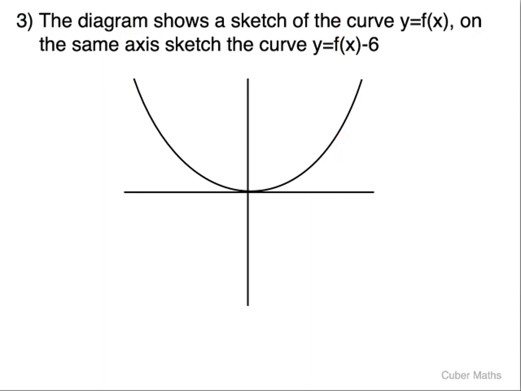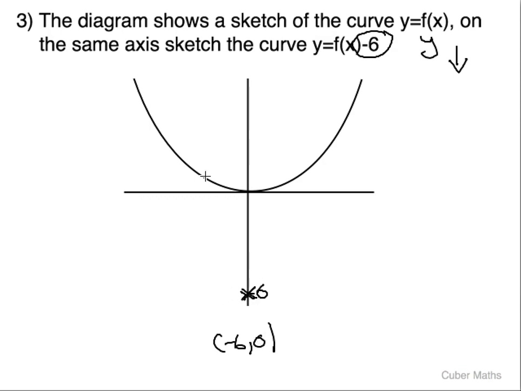So here we have our third problem, and it says the diagram shows a sketch of the curve y = f(x). On the same axis, sketch the curve y = f(x) - 6. Now what it's asking us to do is outside the bracket, so we know that's going to affect the y direction. And it says minus 6, so that's going to move 6 down. So our minimum point of our original curve is at (0, 0). And we're moving down by 6, so we're taking away 6. So that means our new minimum point is going to be at (0, -6). And that's going to be this point here.